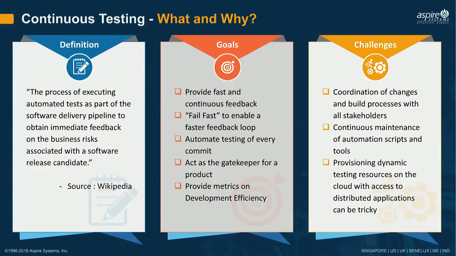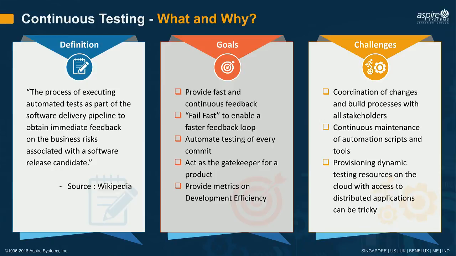Now, why do we do it? To provide fast and continuous feedback, fail fast to enable faster feedback loop in the sense. So as soon as someone commits, if you're able to tell the developer that it failed, it is a lot of saved time for the developer and for the entire organization. And automate testing of every commit, which is obviously what continuous testing is about, and act as a gatekeeper for the product. Like I said, they are the quality control, so they protect bad releases from going out and provide metrics on development efficiency. Now, this part is somewhat important in the sense, depending on how frequently builds fail and all that, the metrics can actually be a very, very useful input to the development team to do any further improvements. And that is why that is also a part of the goal.